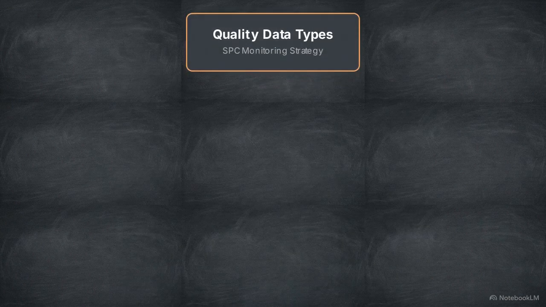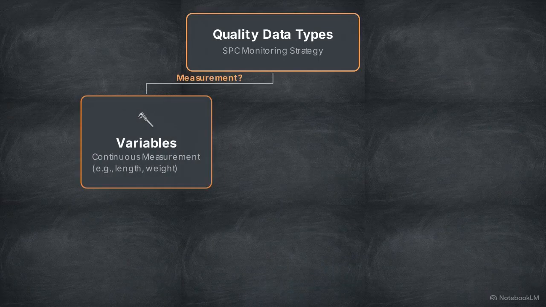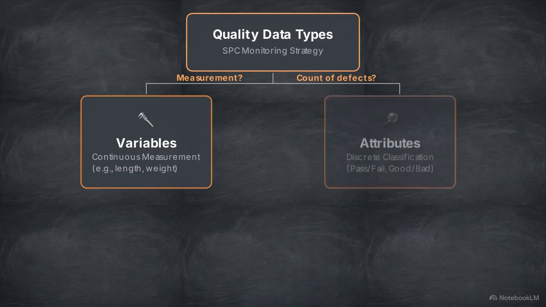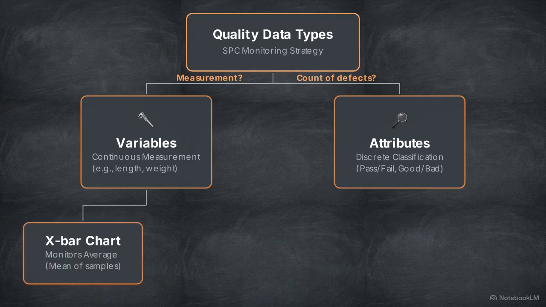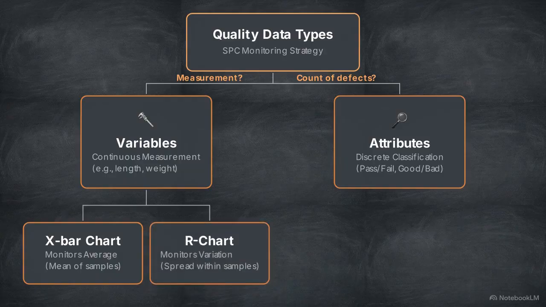Selecting the right control chart depends on the data type. Variables are characteristics measured with an actual numerical value, like weight or length. Attributes are simple quality characteristics classified as either conforming or not conforming. When measuring variables, you use two charts together. An X-bar chart monitors the average value of your samples, while an R chart, or range chart, monitors the spread or variation within those same samples.